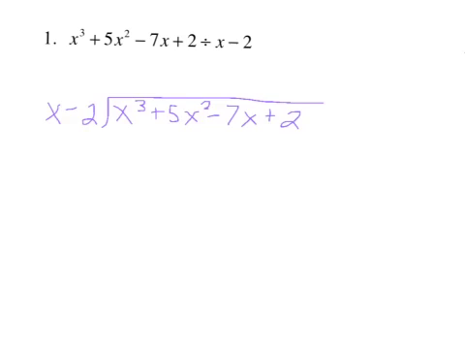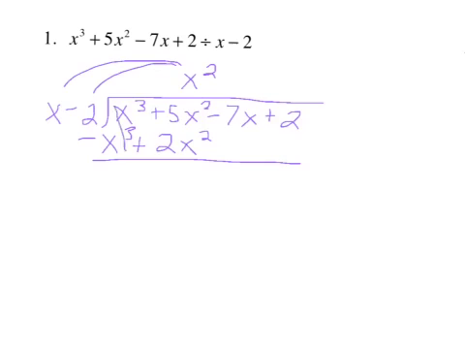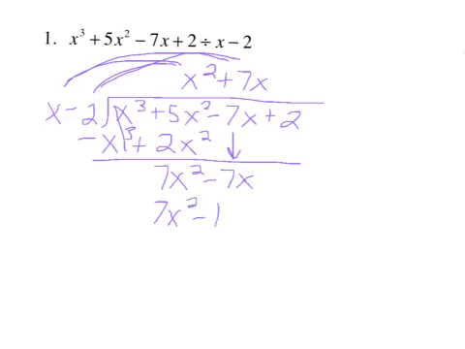Alright, first we need to multiply the x by x squared so it gets to be an x cubed. Then we multiply, so x cubed minus 2x squared. Switch the signs and add, drop down the negative 7x. We need to multiply x by 7x to get a 7x squared. Distribute. So 7x squared minus 14x.